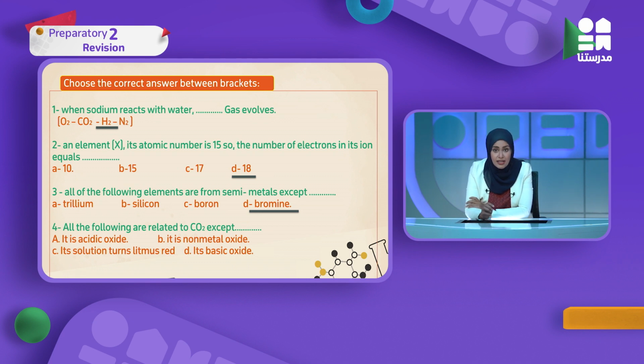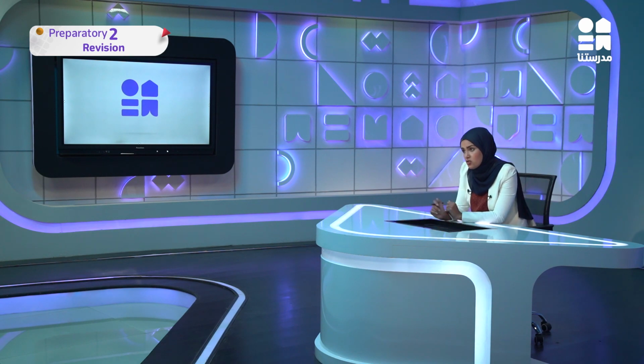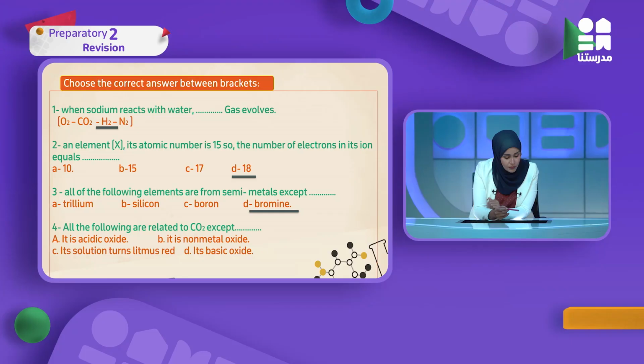B: it's a non-metal oxide. Yes, carbon is a non-metal and it reacts with oxygen, so it's a non-metal oxide. So B is also correct. So what is the wrong answer, the one that is excluded? It's basic oxide. What does basic oxide mean? The reaction of a metal and oxygen. Is carbon dioxide a metal or non-metal oxide? It's a non-metal oxide. Since the question says all the following are related to carbon dioxide except, I look for what is not related to carbon dioxide.